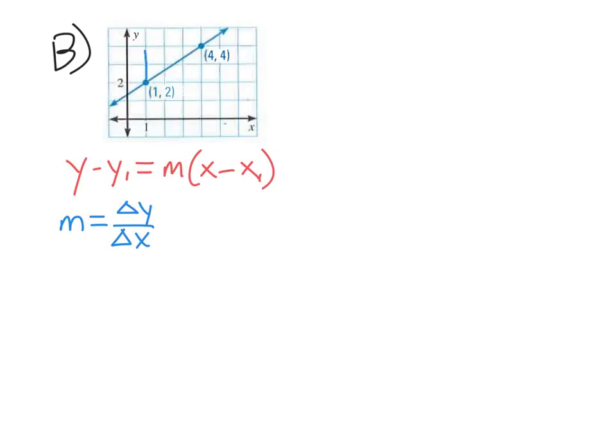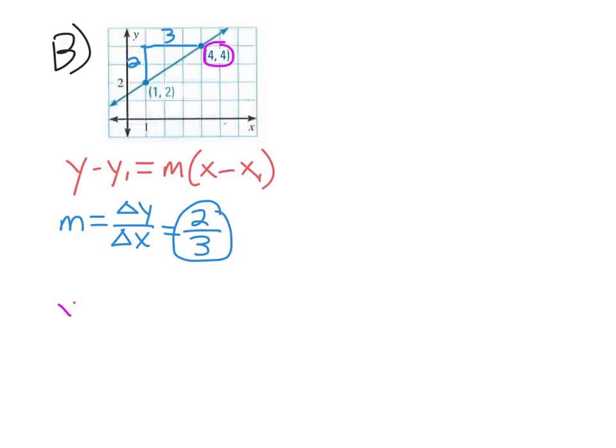So I can go up 2, so my rise is 2, and I can go to the right 3. My run is 3. So delta y is 2, delta x is 3. And there is my slope. Now, I have to pick one of these points. It doesn't matter which one. Let's go with 4, 4. They're the same number. That should make things easy.